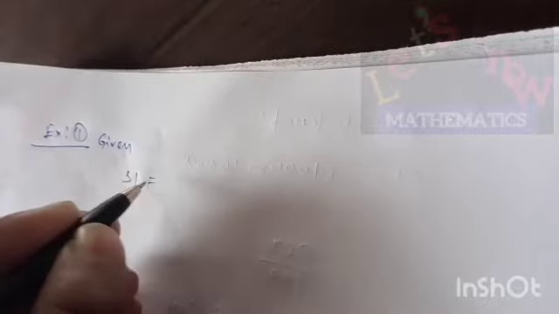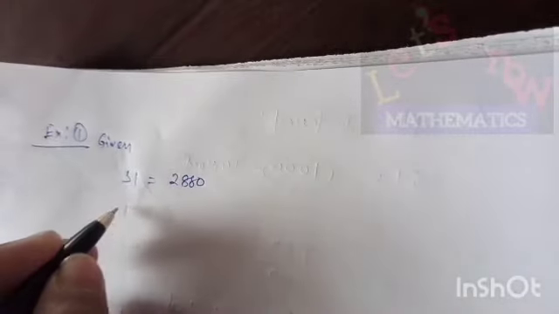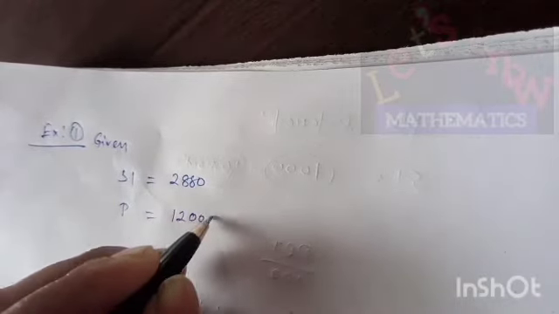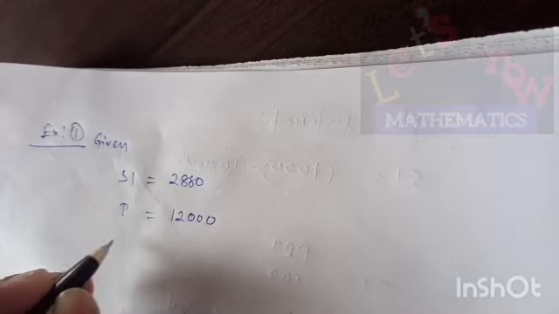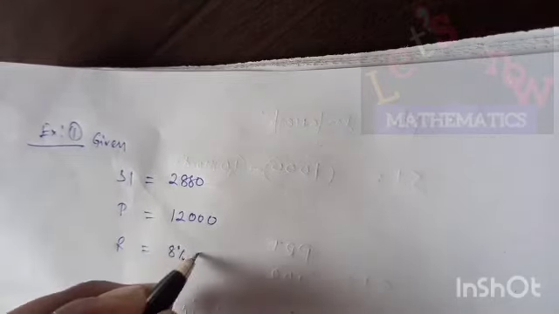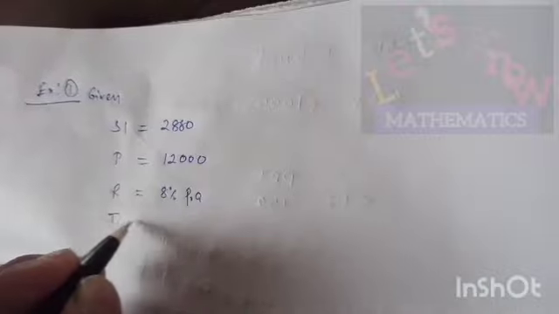Given the simple interest, you are given how much? 2880. Okay, so the principal amount P is equal to how much is given? 12,000. Then the rate of interest R is equal to what is given? 8% per annum. Suppose we are required to find the time. Time is not given to us.